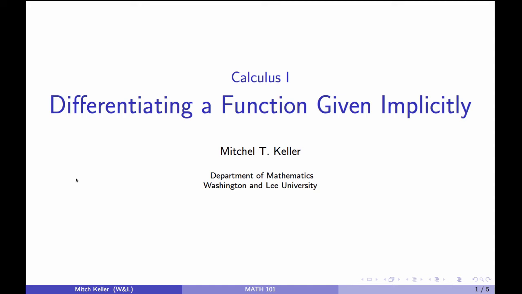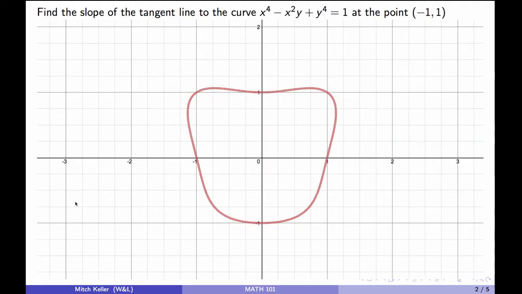In this screencast, I'd like to work through an example of how we can differentiate a function that's been given implicitly. So remember, this would be a problem like this, where we're asked to find the slope of the tangent line to a curve of this form that we really don't want to solve for y.